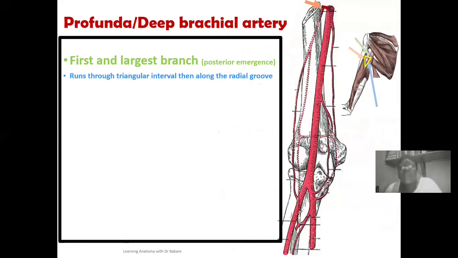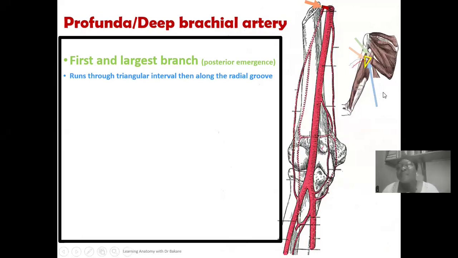So as soon as we have the emergence of the profunda brachial artery or the deep brachial artery, it is seen to pass through the triangular interval. And this is what is highlighted here in red. It is not seen to be passing through this triangular interval alone. It is seen to be accompanied by the radial nerve. And these are the two structures that will be passing through this space that is created.